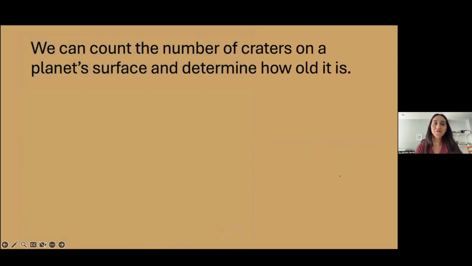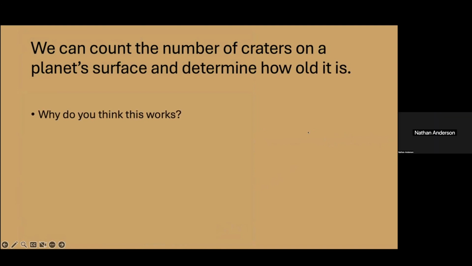We can count the number of craters on a planet's surface, and we can use this to determine, or estimate, how old the surface is. So how do you think this works? Does anyone have any ideas?